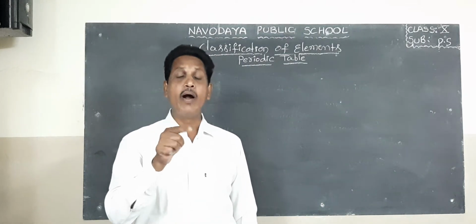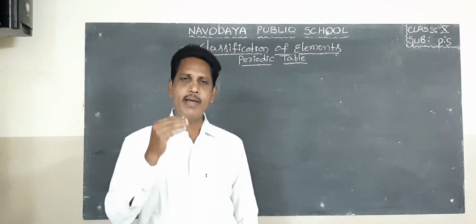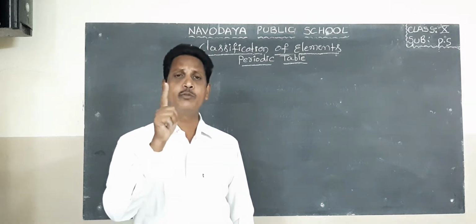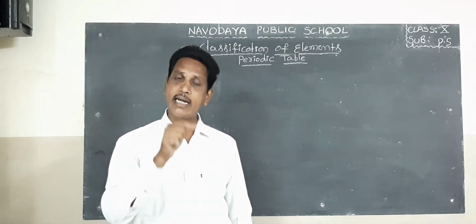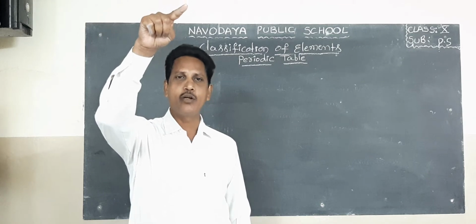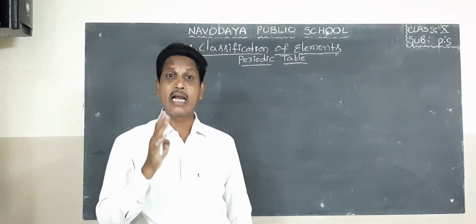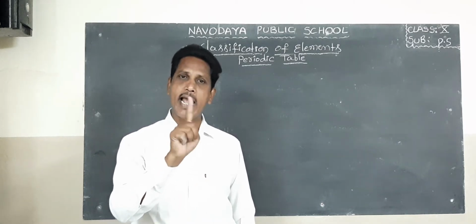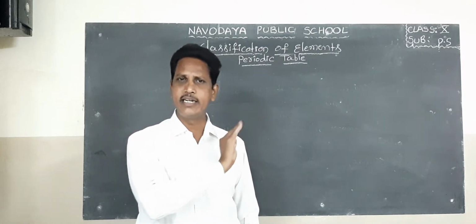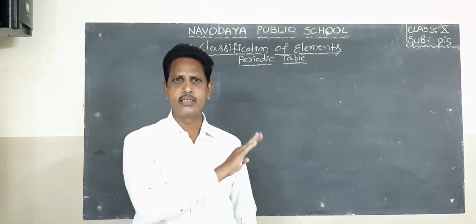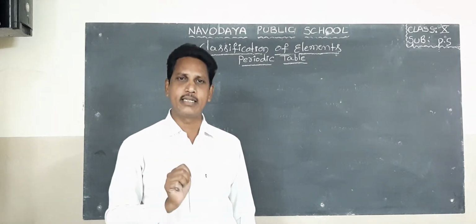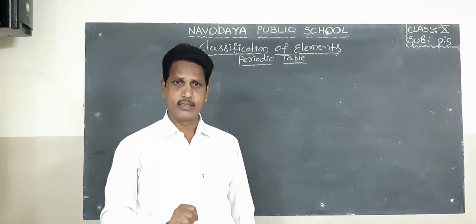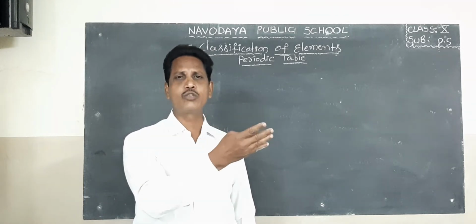What is meant by ionization energy? The minimum energy required to remove an electron from its outermost orbit or shell. What is atomic radius? The distance between the center of the nucleus and the outermost orbit or shell is called atomic radius. Atomic radius is measured in angstrom. 1 angstrom equals 10 power minus 8 centimeter or 10 power minus 10 meters. It is also measured in picometers. 1 picometer equals 10 power minus 12 meters.